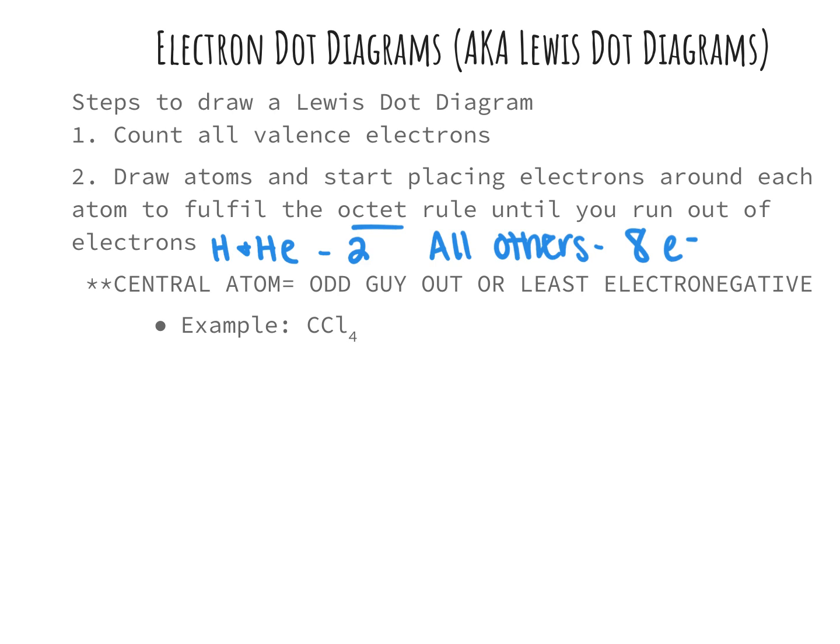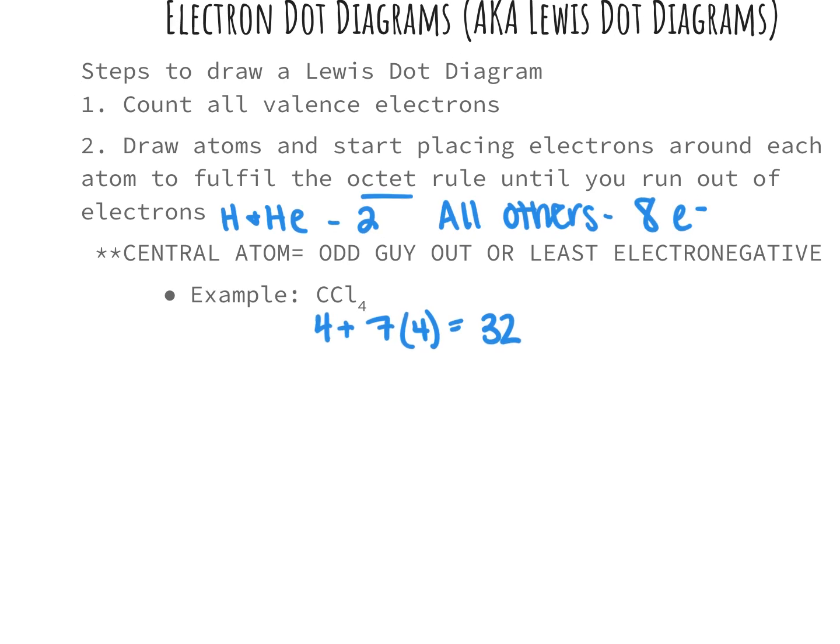All right, so now we're going to do our first example problem together. So we have carbon tetrachloride, or CCl4. Step 1 is to count all valence electrons. I'm just going to count based off the column of the periodic table. Carbon has 4, and chlorine has 7, and the subscript is telling us there's 4 chlorines. So I'm going to multiply that by 4 because each chlorine has 7 valence electrons. So 7 times 4 is 28, 29, 30, 31, 32. So there's going to be a total of 32 valence electrons in this structure.